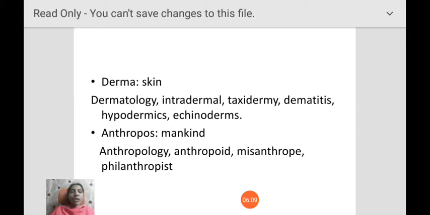Now let us look at another word, that is intradermal. Okay, another new word, that is intradermal. Derma is skin, as you know. Intra means something inside. So intradermal means inside the dermis or skin layer.